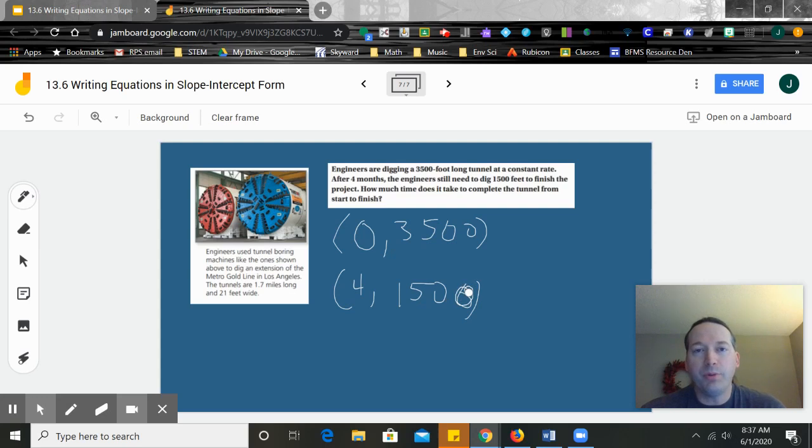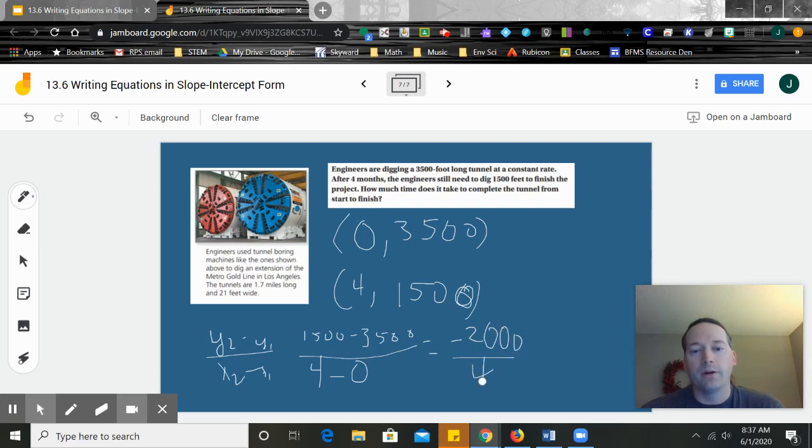So now we're just going to use these 2 points to create our equation. So again, y2 minus y1 over x2 minus x1. Okay, so that's 1,500 minus 3,500 over x2 minus x1, or 4 minus 0. So 1,500 minus 3,500 is negative 2,000 over 4. So that equals negative 500.